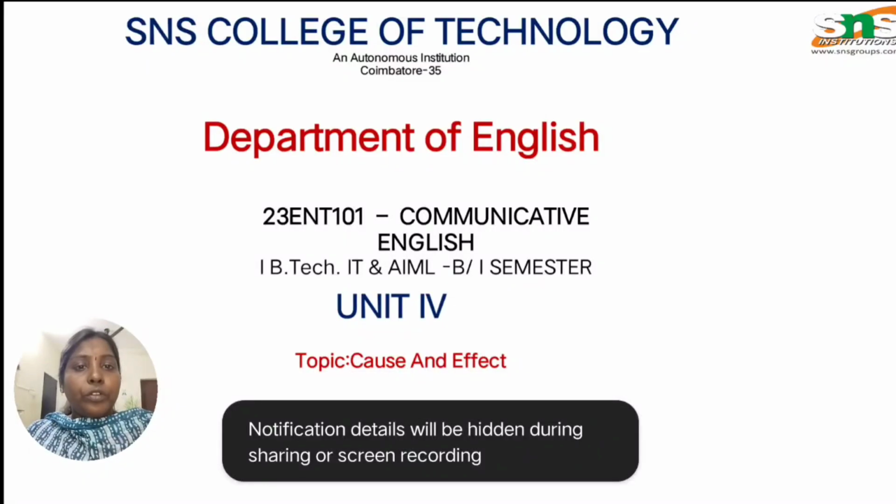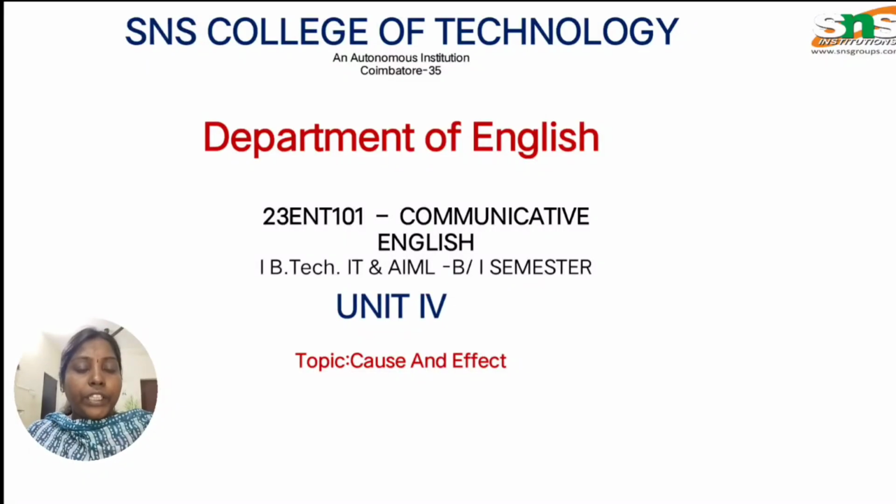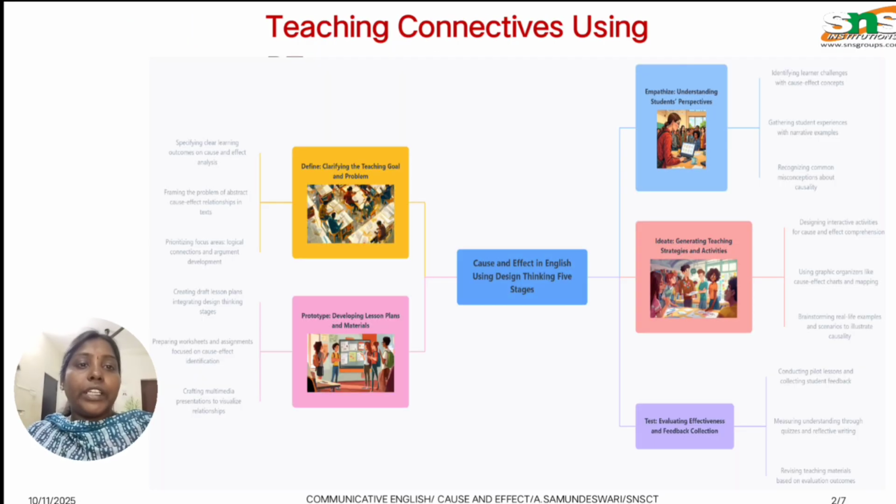So today we are going to see the topic cause and effect, and this will be very important in technical writing, because in technical writing, being an engineer, everyone must be aware of what makes something happen and what the reason for this is. So this might be the concept to understand this topic in an easy way.